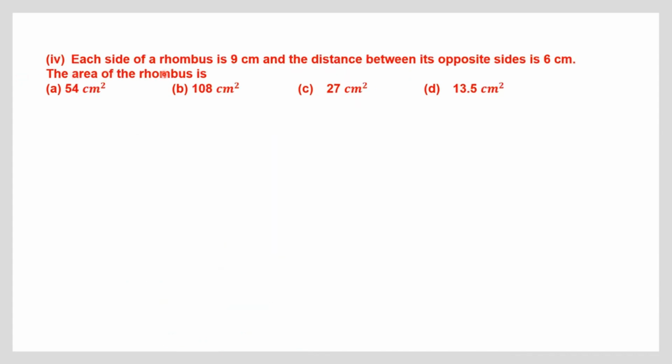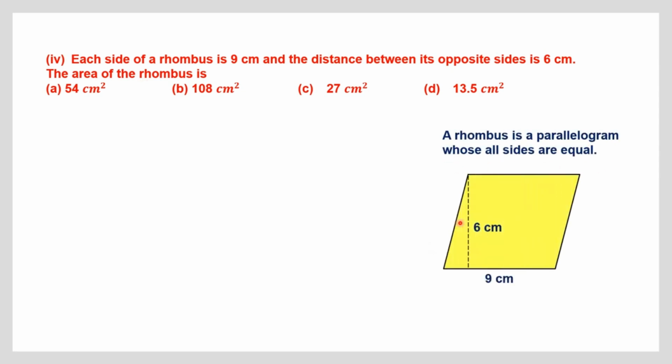Question 4. Each side of a rhombus is 9 centimeters and the distance between its opposite sides is 6 centimeters. We have to find the area of the rhombus. Now, what is a rhombus? It is a parallelogram whose all sides are equal. So we have a rhombus here. All sides are equal. That means all these will be 9 centimeters. 9 centimeters is given to us and all sides will be 9 centimeters.